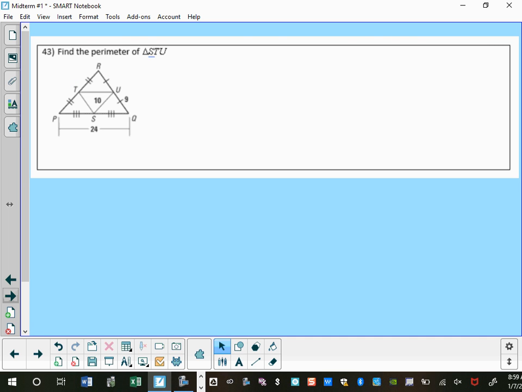Find the perimeter. All right, we already know that our perimeter is the outside of my triangle. Let's look at this line here, PQ. PQ is 24. That's what they told us. Each piece here is cut in half. So what is PS and what is SQ? Kevin, what's PS? It's half of 24.